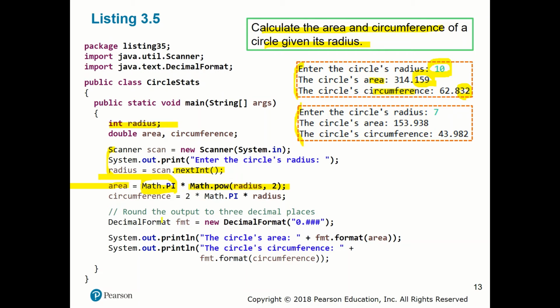For printing out, here we use DecimalFormat. So this is very important. Here I have 3 pound signs. This means that it will print out like this: 3 numbers below the decimal point. And finally, to print out, the format method should be called like this.